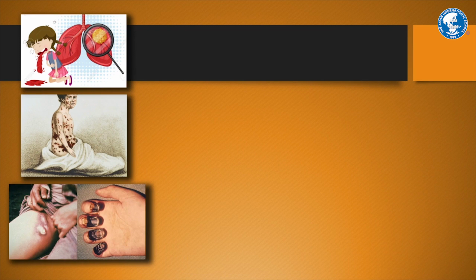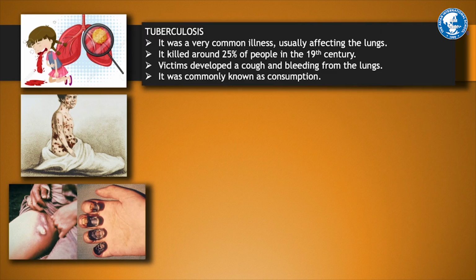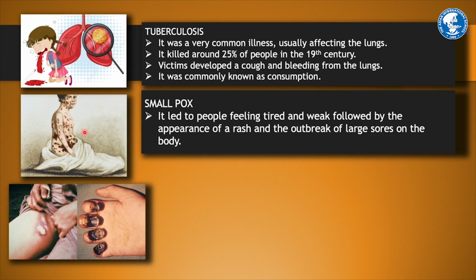Next, tuberculosis. It was a very common illness, usually affecting the lungs, as you can see here in the picture. It killed around 25% of people in the 19th century, and victims developed a cough and bleeding from the lungs. It was also known as consumption. But today, tuberculosis is curable. Next, smallpox led to people feeling tired and weak, followed by the appearance of rashes like that, and the outbreak of large sores on the body.